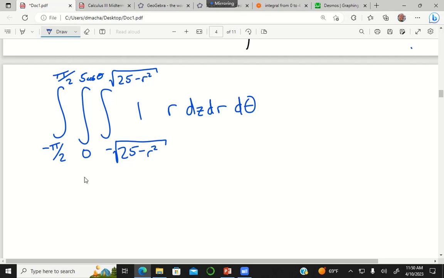And we're out of time. That's the hard part anyways, like setting up the integral.